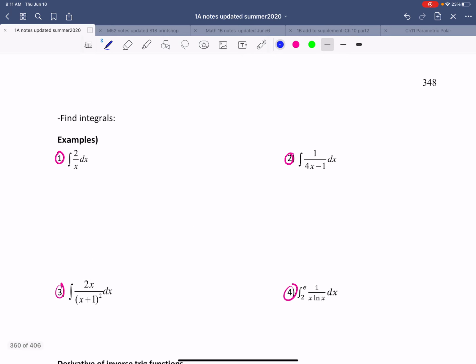All right, let's look at a couple of examples. We have 2 over x dx, so I can pull the 2 out, and it would be 2 natural log of x plus c. We can put the absolute value bars around x. If your problem states that x is greater than 0, then there's no need to put the absolute value bars. You can ignore the bars.